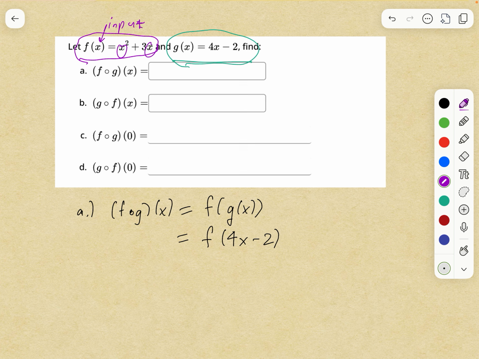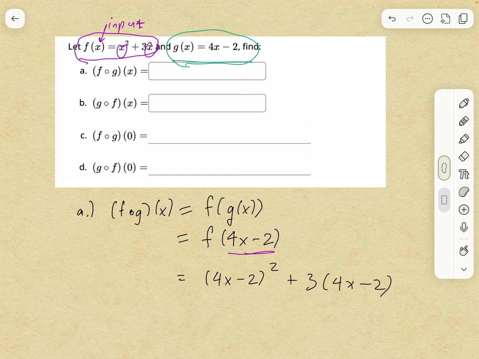That's my input. And in the case that we're working with here, the 4x minus 2 is the input. So when you look at the f of x, everywhere you see the x, you stick in a 4x minus 2. So I'm going to get 4x minus 2 in parentheses squared plus 3 times parentheses 4x minus 2. That's what I get when I take my f of x, and everywhere I see an x, I replace it by 4x minus 2.